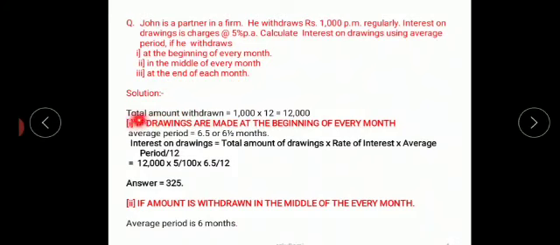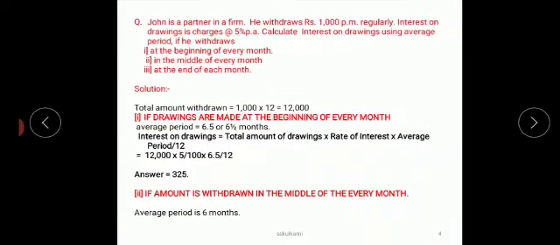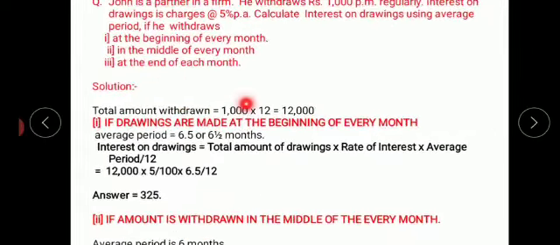So now what is the total amount? It is 1,000 per month. So 12 months are there. 12,000 is the total amount of drawings that he is making throughout the year, whatever may be the case, if it is in the beginning or middle or at the end of the month. So total drawings during the whole period is 12,000.